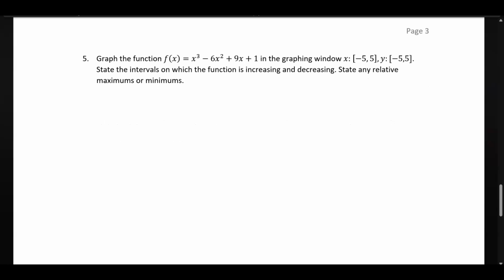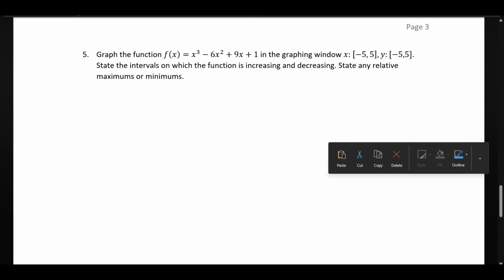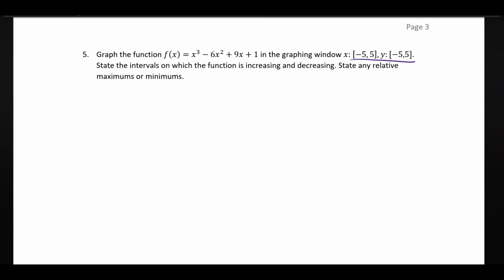So we want to graph the function f of x equals x cubed minus 6x squared plus 9x plus 1 in specifically this graphing window. We're limiting it to -5 to 5 on both the y and the x. We want to state the intervals in which the function is increasing, identify where it's decreasing, and name any relative maximums or minimums, or local mins and maxes.